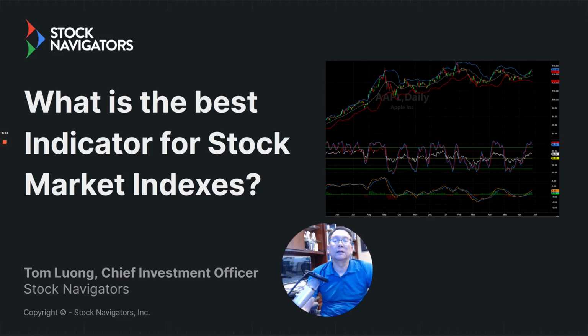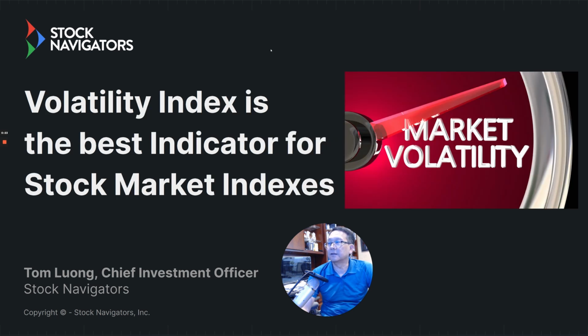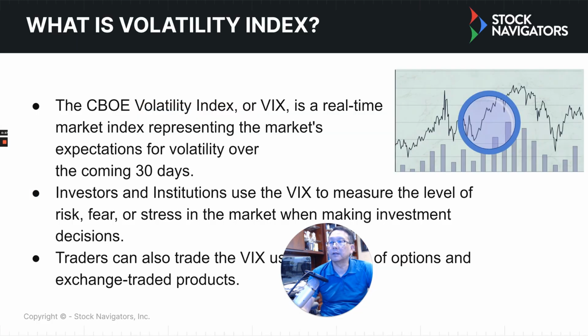On the video today, I would like to ask you what is the best indicator for stock market indices. In your mind, probably most of you will say Bollinger Band, Stochastic, RSI, MACD, the whole nine yards. In order to answer this question, we will see what is the right answer here. For me, the volatility index is the best indicator for stock market indices. Why do I say so? We're going to go into detail to see why the volatility index is so important for the stock market indices.